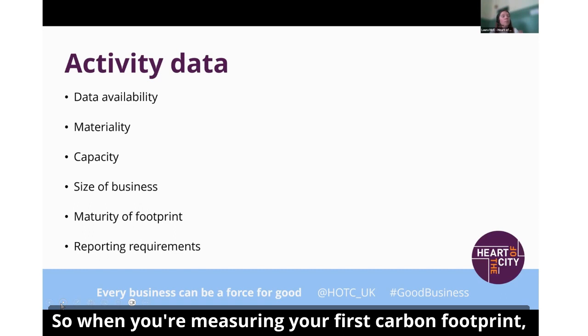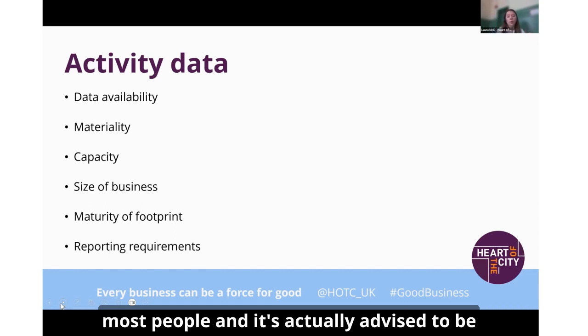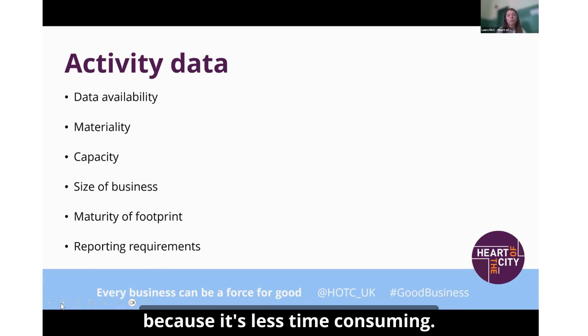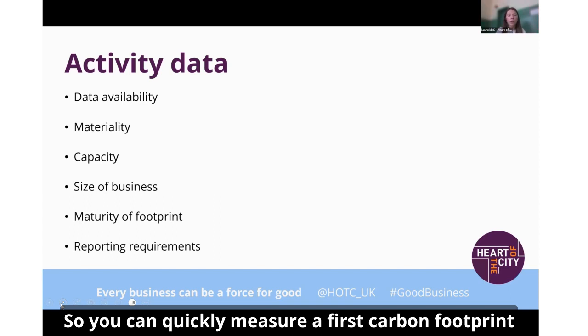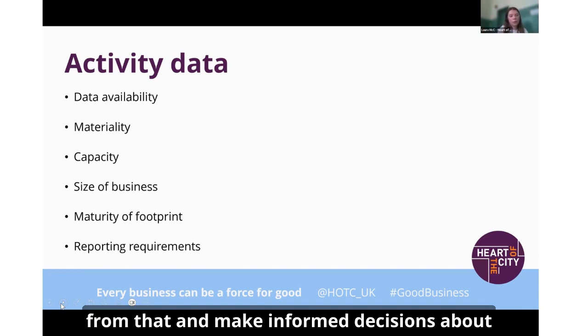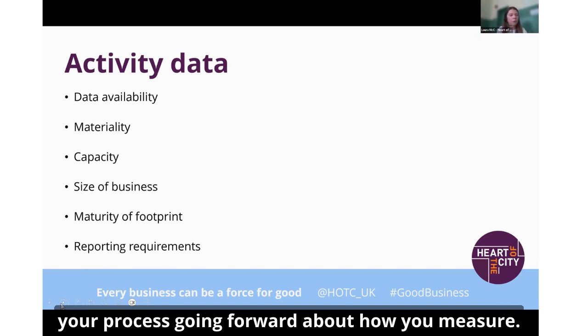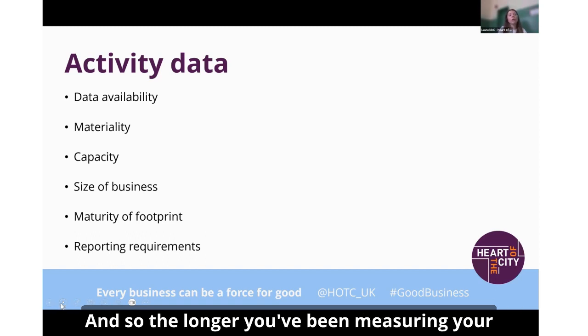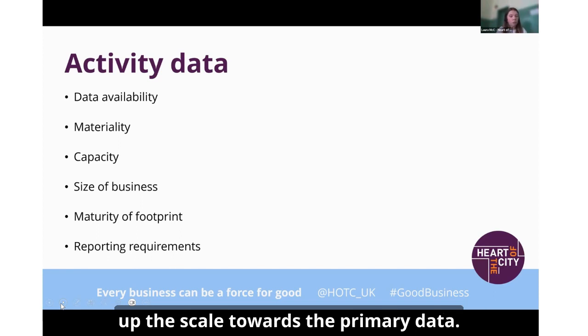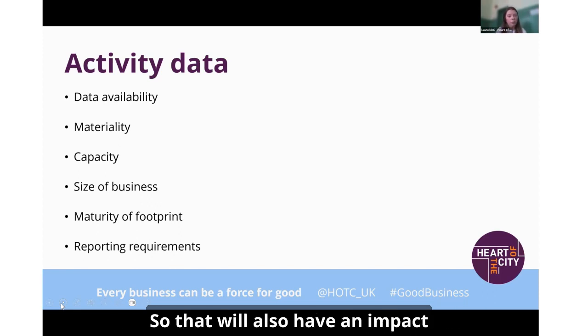When you're measuring your first carbon footprint, it's actually advised to be further down the scale towards the secondary data because it's less time consuming. So you can quickly measure a first carbon footprint. And then you can look at the data from that and make informed decisions about your process going forward, about how you measure. And so the longer you've been measuring your footprint for, the more you should be sliding up the scale towards the primary data. So that will also have an impact on the type of data you collect.